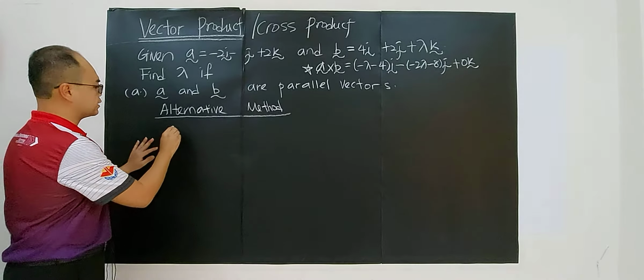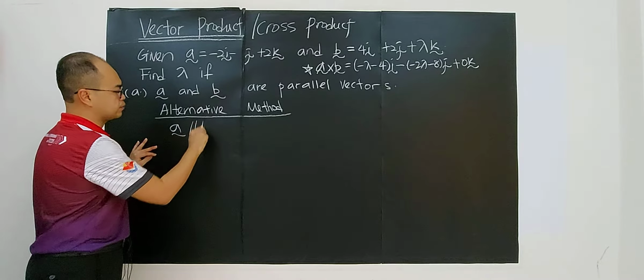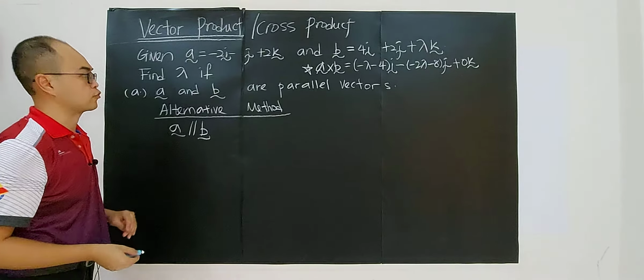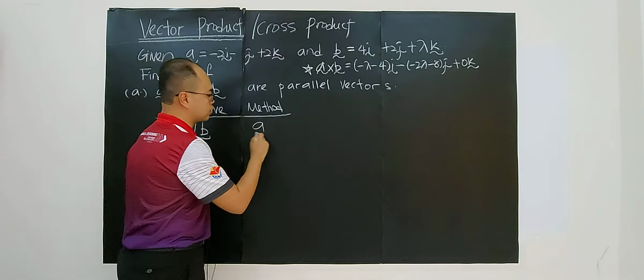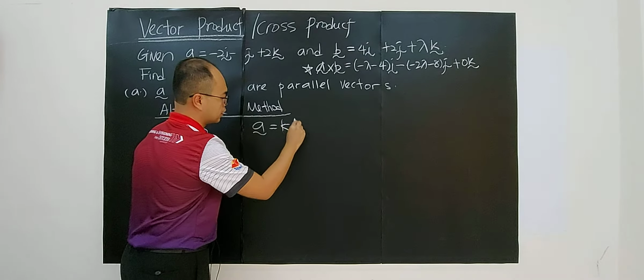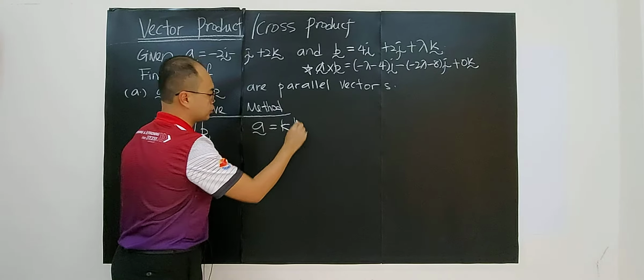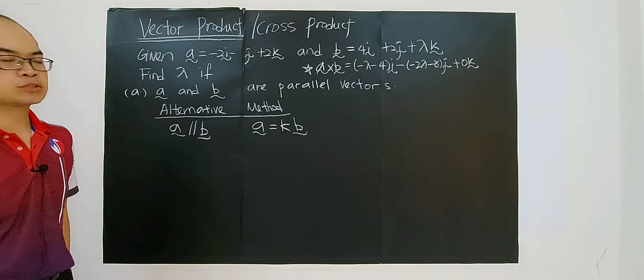We say that vector A is parallel to vector B. Just now we used the knowledge of cross product, and we also can use your prior knowledge from your secondary school learning, whereby A equals k times B.